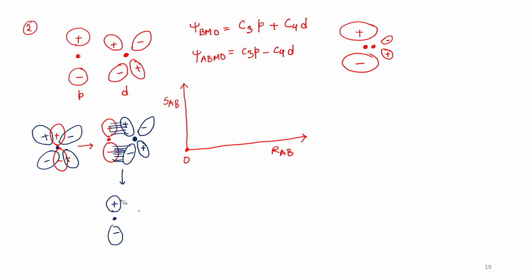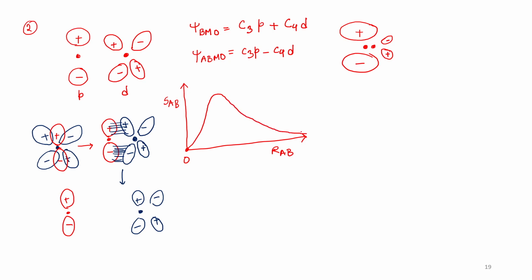I should have drawn it with a different color. And then when RAB is very high, your overlap is going to decrease. So your SAB will increase at some point, and then it will decrease, right? This is how it will look.